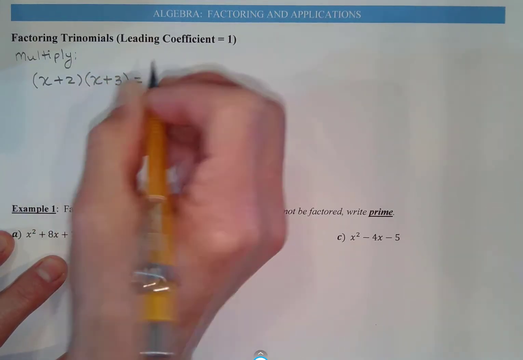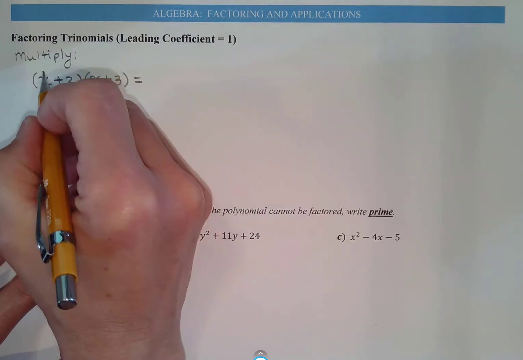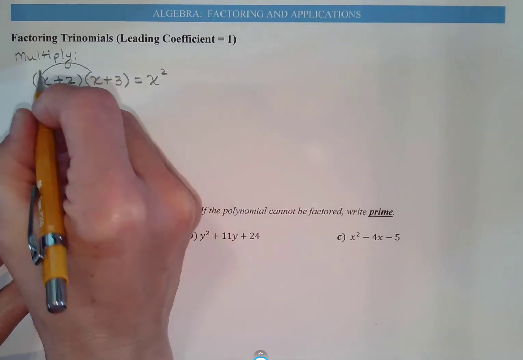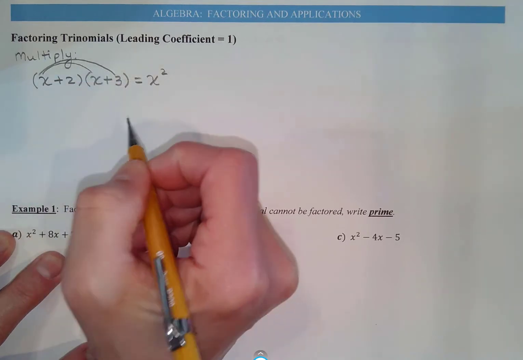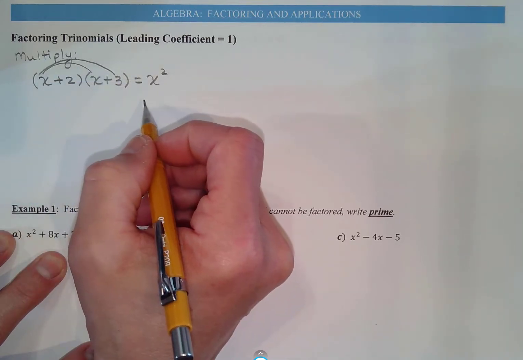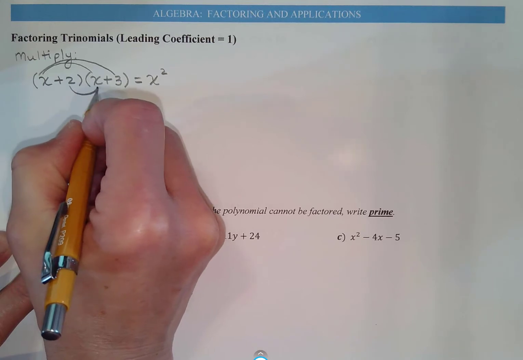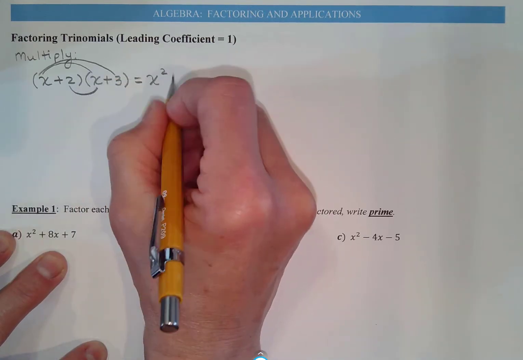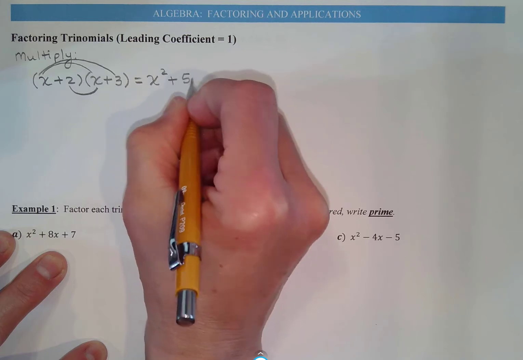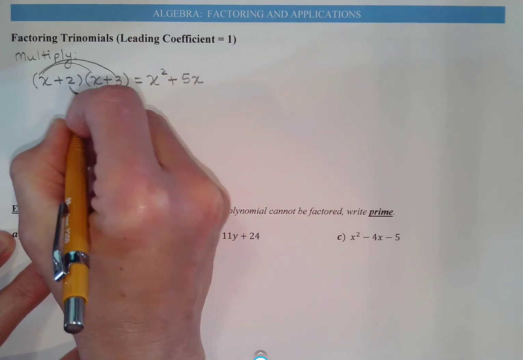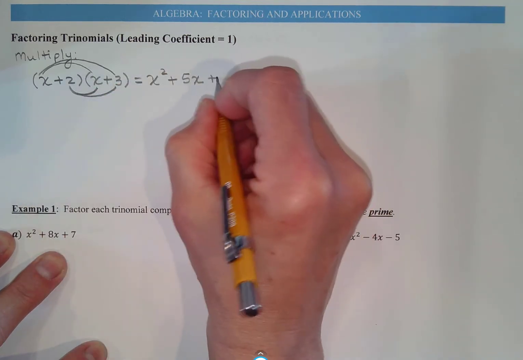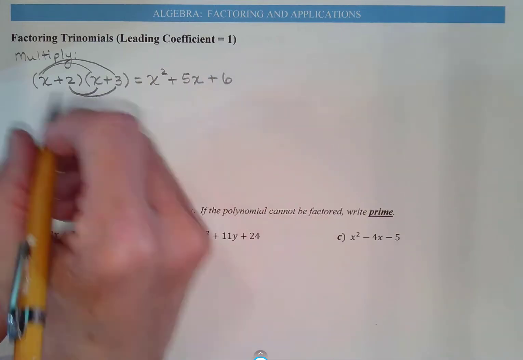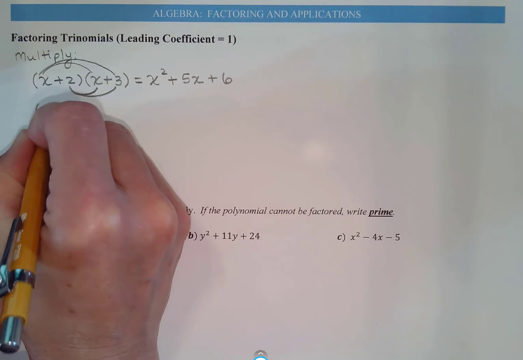And remember that when we multiply binomials, we multiply our first terms, our outer terms. Outer product is 3x. Inner product is 2x. I'm going to go ahead and add the 3x plus 2x to obtain 5x. And multiplying last terms, we obtain 6. Now I do want to consider all of our possible sign options.